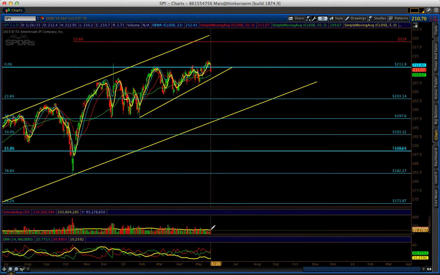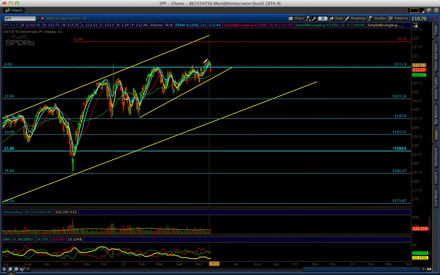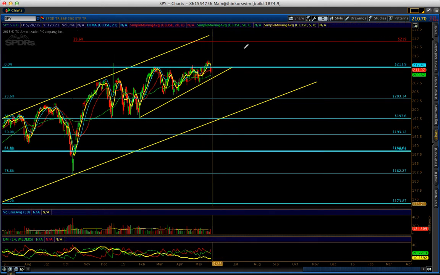Now look at the volume today. It was about the 50. So there you can tell that the bears are strong or getting strong. Every time we get a sell-off, it's a lot of volume. Every time we go up, there's no volume.